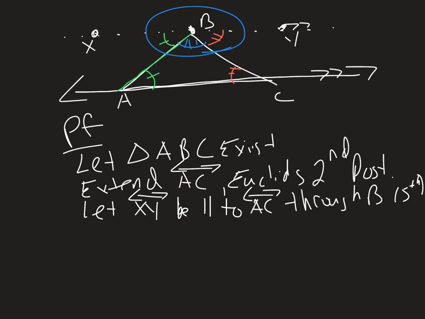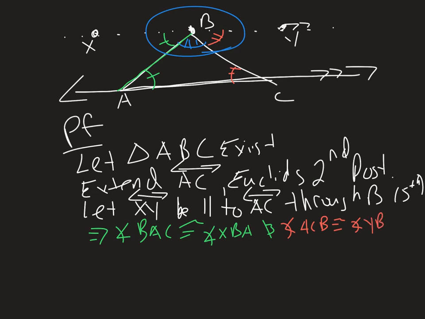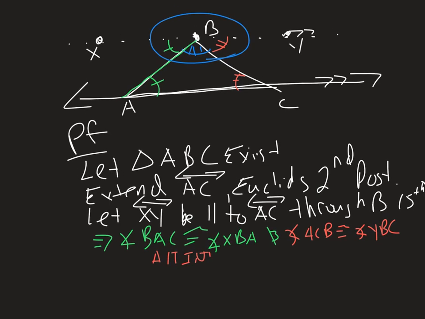So we can go through here and we can basically just say, because of what we've got going on in white, we can say this implies that angle BAC is congruent to angle XBA, and we can do the two red angles. Angle ACB is congruent to angle YBC. And the reason for that would be alternate interiors.